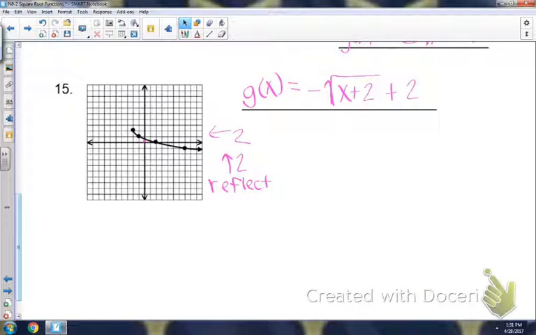Alright, so this is another type of function. We went over quadratic and we've gone over square root. Make sure that you fill in your square root parent function on your parent function chart.